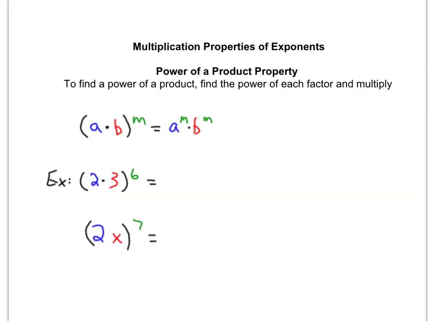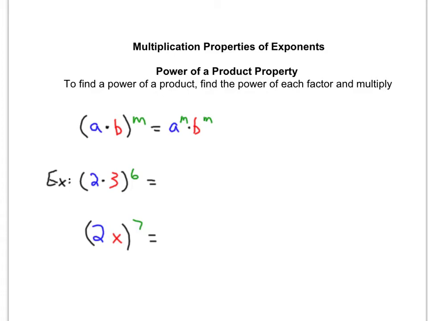The last property is called the power of a product property. And that means to find the power of a product, so find the power of things we're multiplying together, we're going to find the power of each factor and multiply them. So basically what I'm saying is if there's something I can multiply together and raise it to a power, then I'm going to put each of those things with the power that I have on the outside.